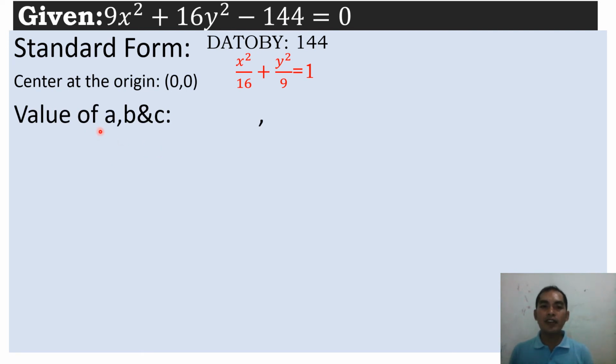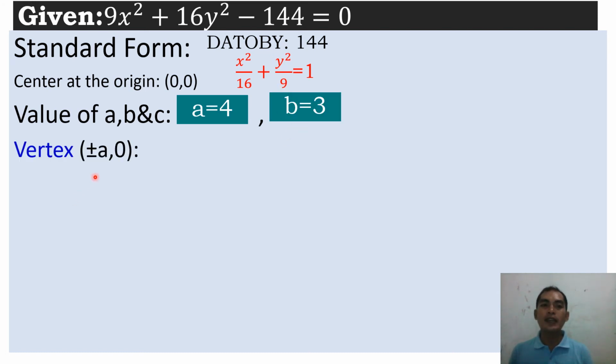The value of vertex, ang A po ay yung mataas na number, square root. So 16 yun malaki kaysa 9. Square root of 16 is 4. Therefore, A equals 4. Square root of 9 is 3. That's the value of B. And the vertex now, since ang nasa taas ng 16 ay x, therefore, the major axis is the x-axis, while the minor axis is the y-axis.